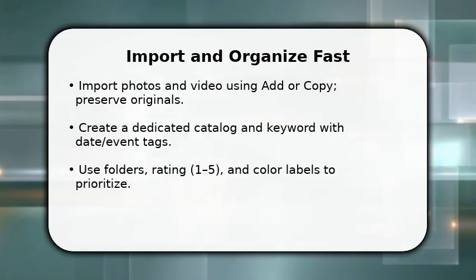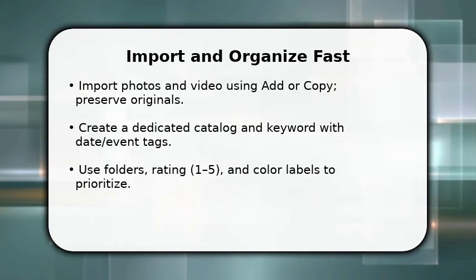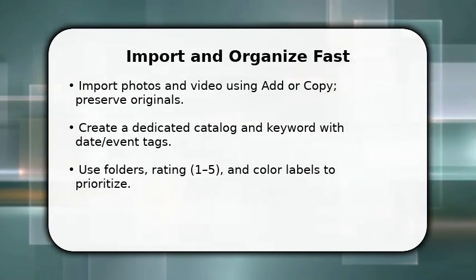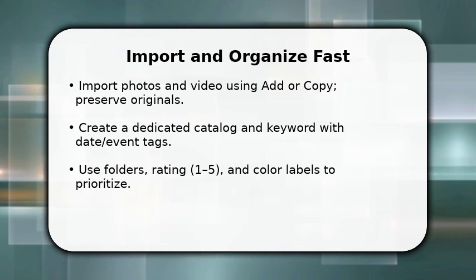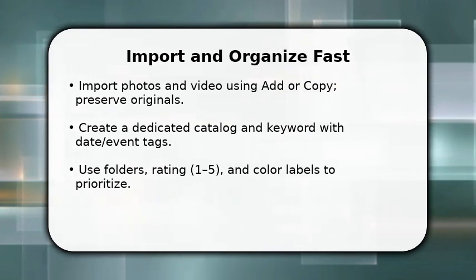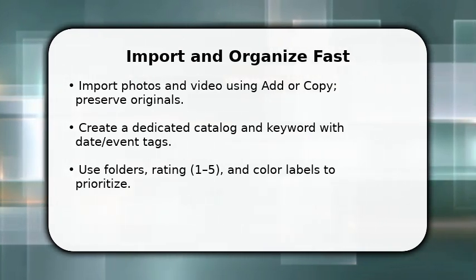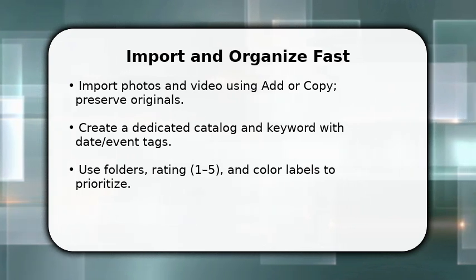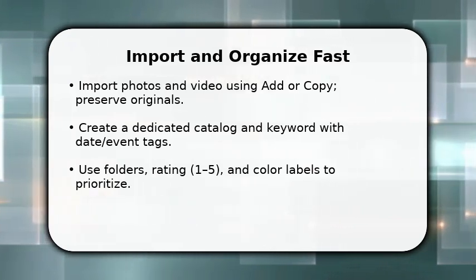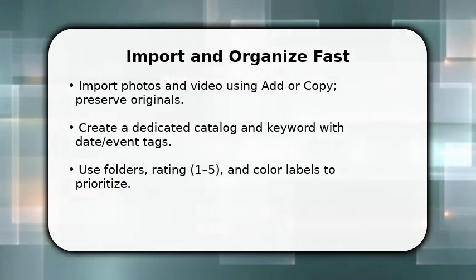Start by importing. Choose add or copy to keep originals intact and build a dedicated catalog for this project. Immediately create a keyword set and folder structure by date or event so you can find files. Rate key picks with 1-5 stars and apply color labels to separate keepers from rejects.